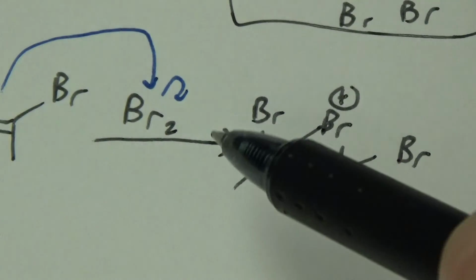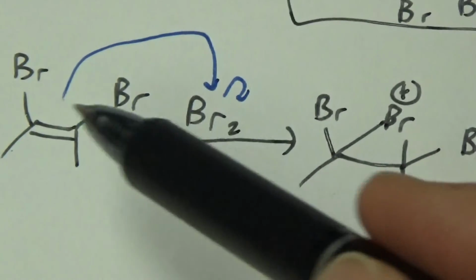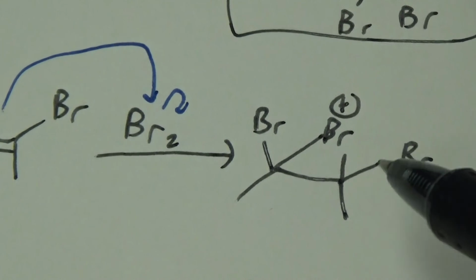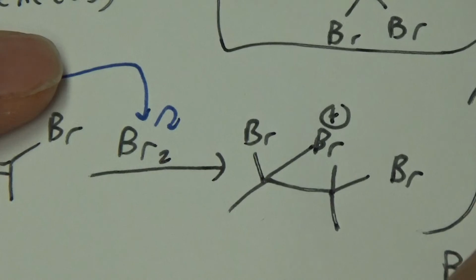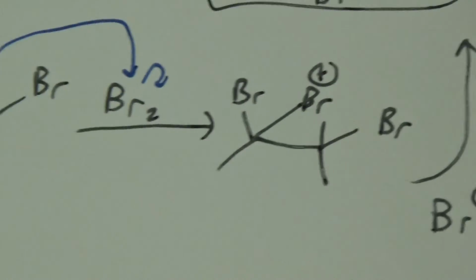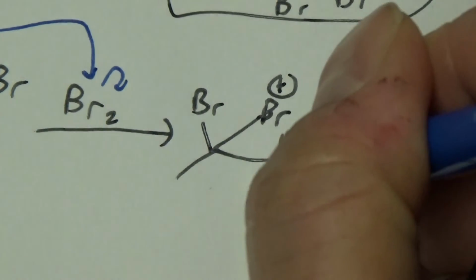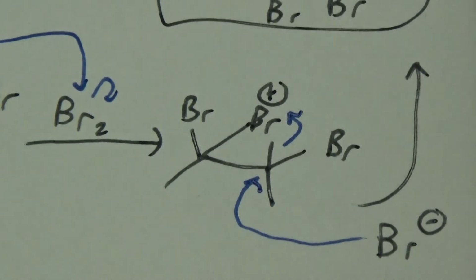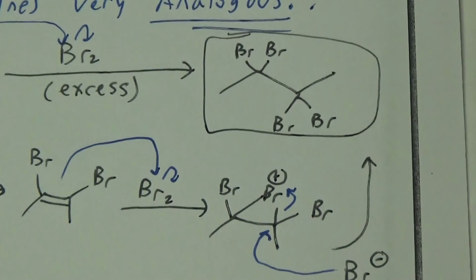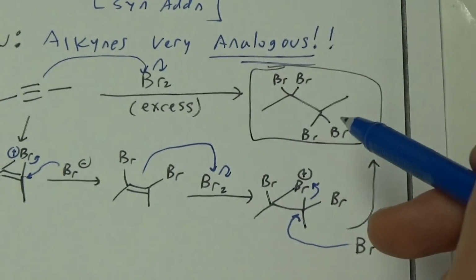Right? You have the 2 Brs that you installed just a second ago, and you have a third Br, which is bromonium. And now you have some more Br minus, and Br minus is going to do what? It's going to open up something like that, and then what you're left with? A tetrabromo alkane, right? Cool.